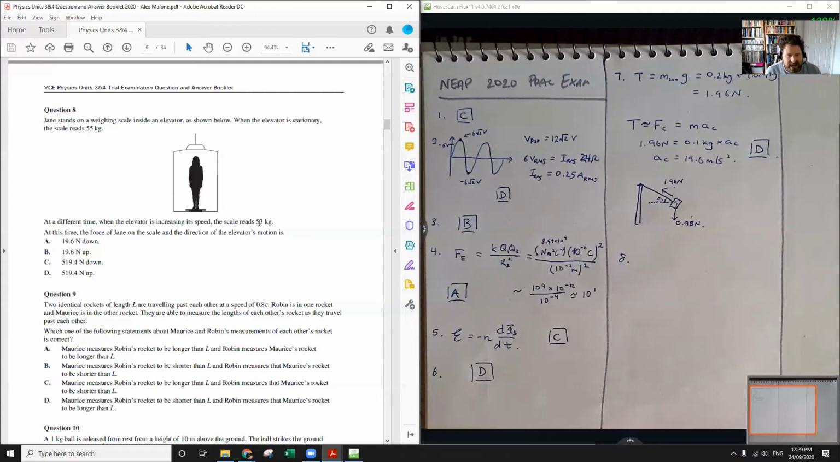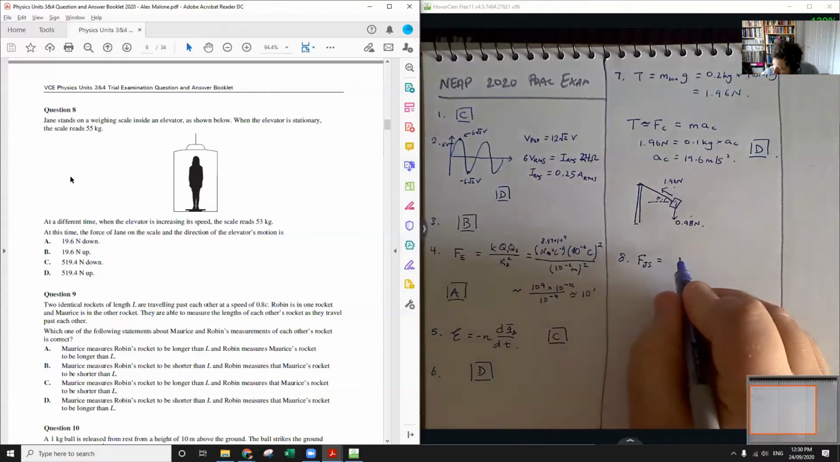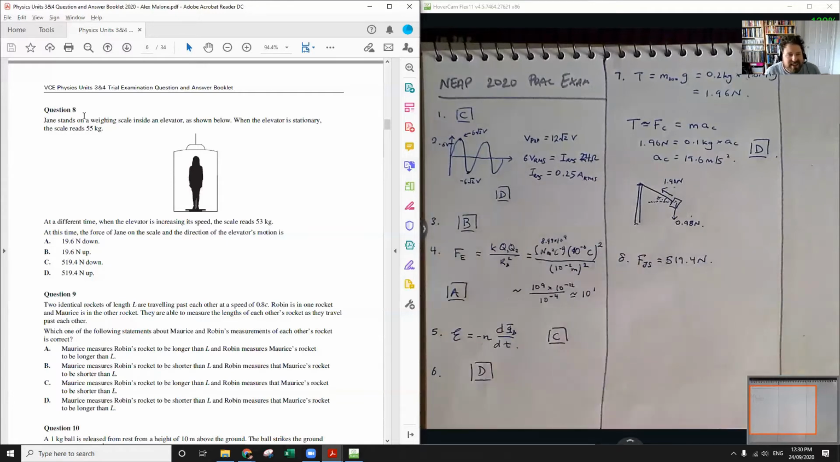So the force on the scale is just going to be 53 kilograms times gravity, not 55, never mind what our actual mass is. The scale is reading that force. So it's going to be 53 kilograms times 9.8. And just looking at these possible answers here, I'm going to assume that must be 519.4 newtons. So the force of Jane on the scale is 519.4 newtons. It's a little bit weird to me that they didn't put in 55 times 9.8 as a distractor here, but we got lucky. Okay.